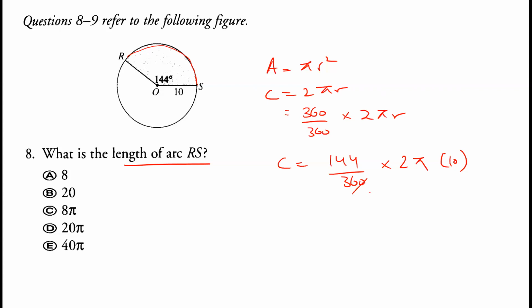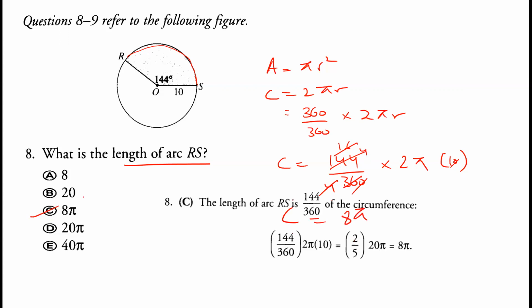So 10 and 10 cancel out. So 9 4s are 36, and 9 1s are 9, and 6s are 54. So 144 divided by 9 is 16. 4 1s are 4, 4 2s are 8 pi. So the circumference would be 8 pi.